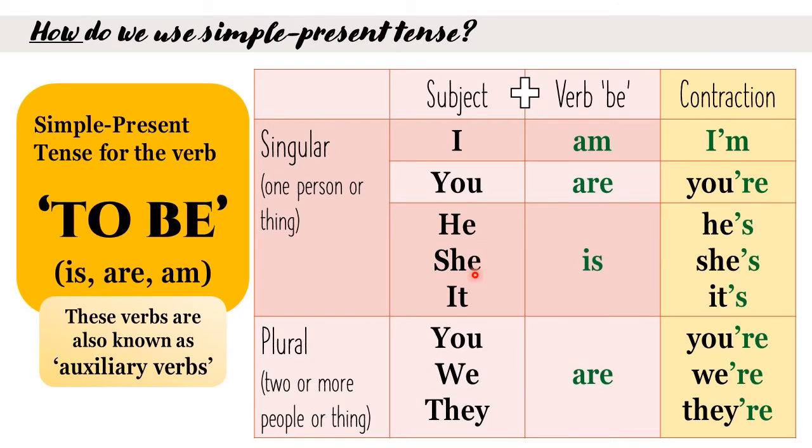For he, she, and it, the verb to be is, and these are the contractions, he's, she's, it's. For you, we, and they, the verb to be is are. Okay? And these are the contractions: you're, we're, they're. Okay? Remember all of this. Am, is, are. So this is the verb to be, okay? And you can also call this auxiliary verbs.